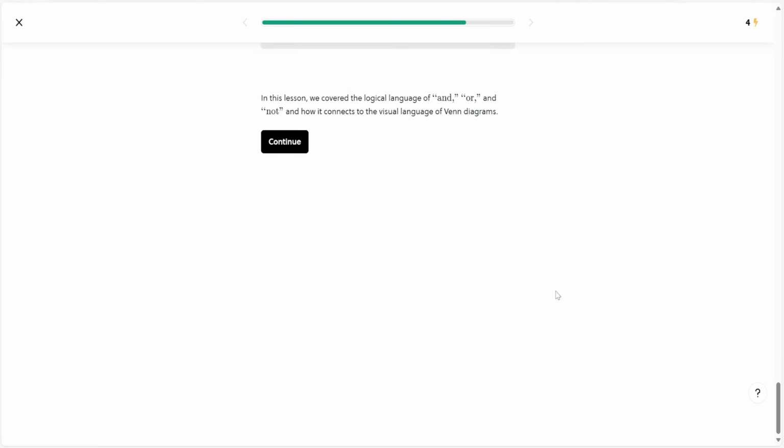Right, happy days. In this lesson, we covered the logical language of and, or, and not, and how it connects the visual language of Venn diagrams. In the next lesson, we'll go over how and, or, and not relate to one another. You actually get a sneak peek at this in the last problem. Okay, I'll quickly jump into the next one.